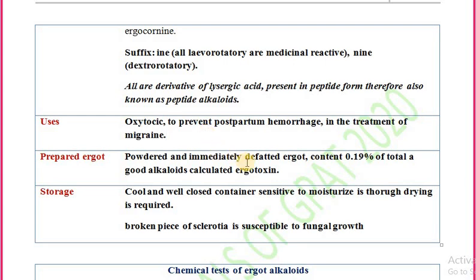So the next point is prepared ergot. Prepared ergot is nothing but the ergot powder which is defatted. An important point is storage. What is the storage condition for ergot? You should store ergot in a cool, well-closed container, because ergot is sensitive to moisture, and broken pieces of sclerotia are susceptible to fungal growth. So you should protect the ergot from moisture.